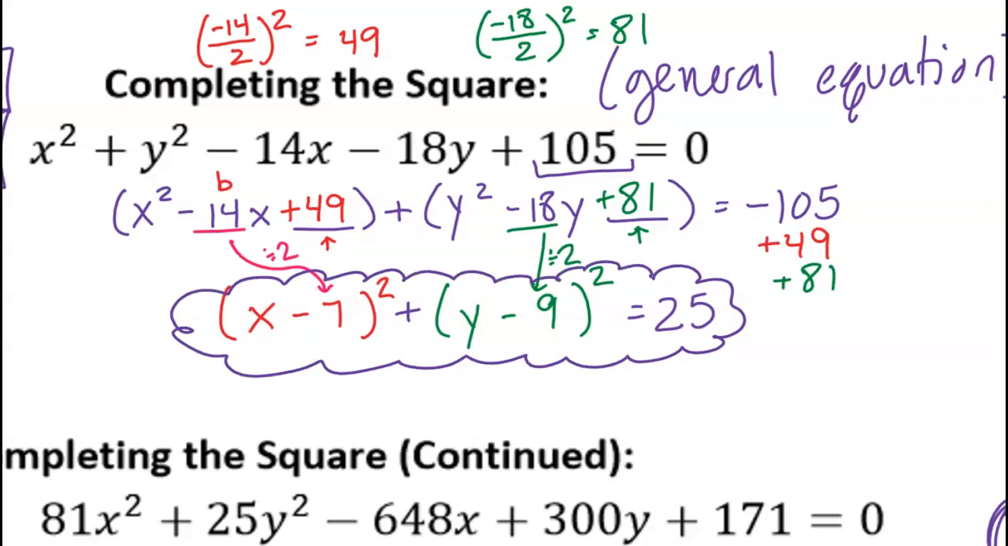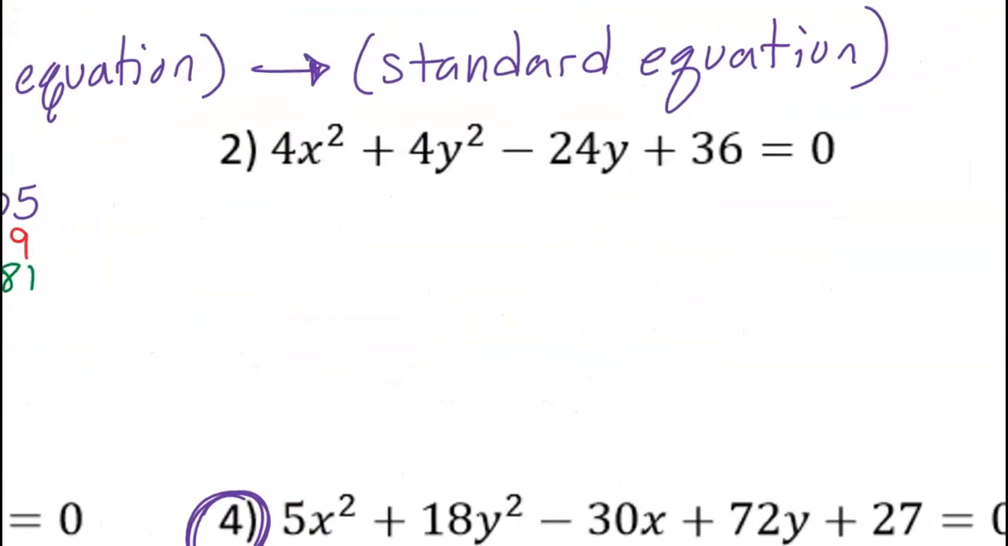I can immediately look at this and tell you that the center is located at (7, 9). I can also tell you that the radius is equal to 5. And we're done. We can graph this. We know everything about this circle now. So let me do one more. We're actually going to change this. This was a misprint. We're going to change that 0 to be a 1.